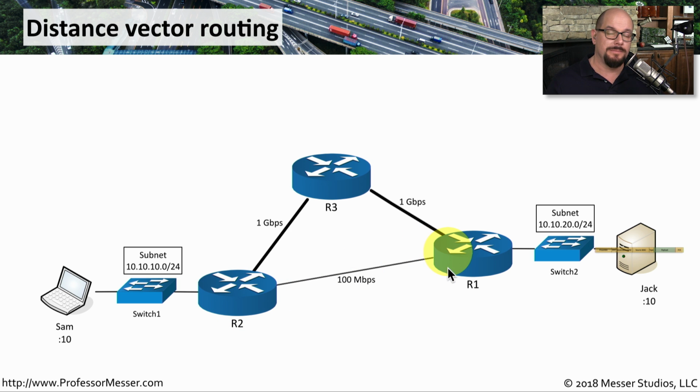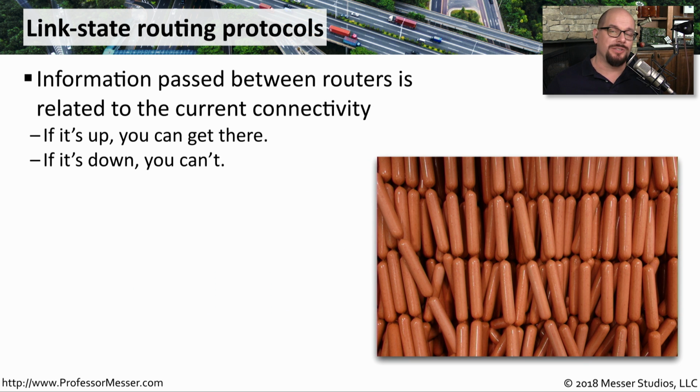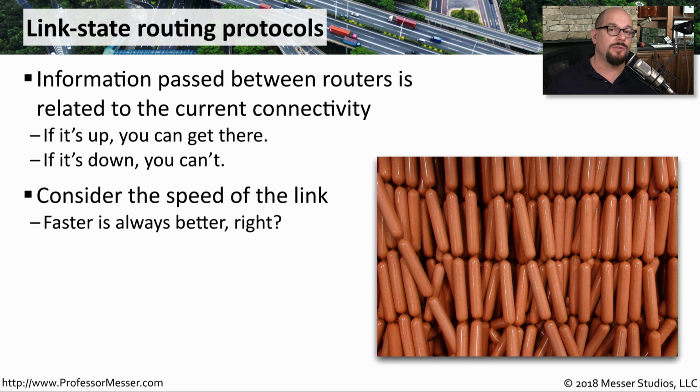Link state routing protocols are less concerned about the number of hops and more concerned about the quality of the connection between those two devices. If the network is up and running, you're able to get to that location. If the network is down, then you can't get to that location. And link state routing protocols also consider the speed of the link. A faster connection is going to have a higher priority than sending data over a slower bandwidth connection.